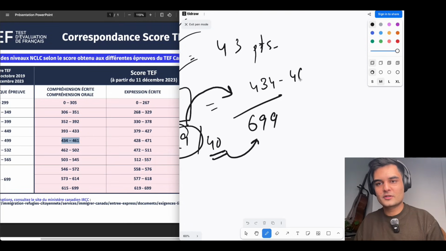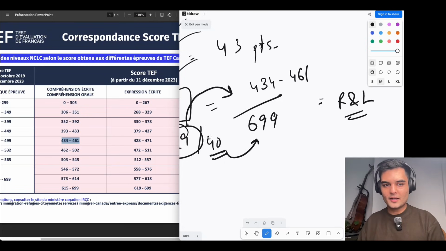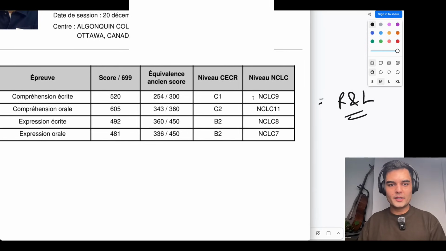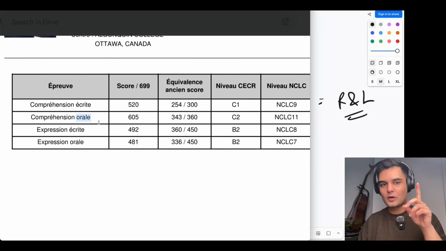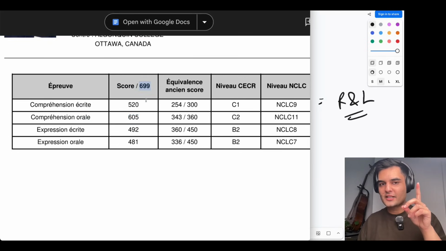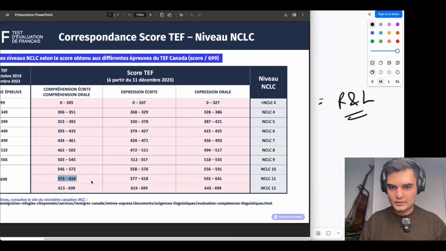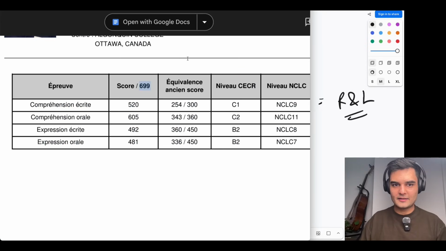434 to 461 out of 699 in reading and listening. Simple. I'll show you an example of one of my students. Recently Rajan cleared his exam. He gave the exam on 20 December, and if you see over here, this score, listening, comprehension orale, it was 605 out of 699. So where is the bar for 605? Here. 605 comes in this range, so that is why he has CLB 11. Very simple to understand.